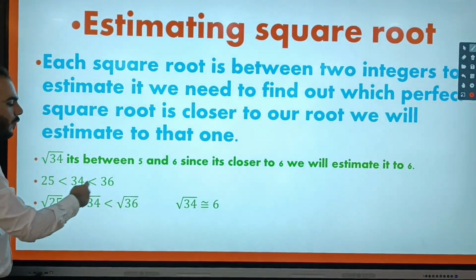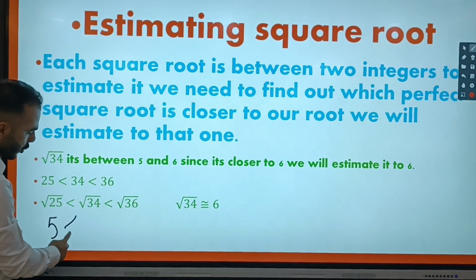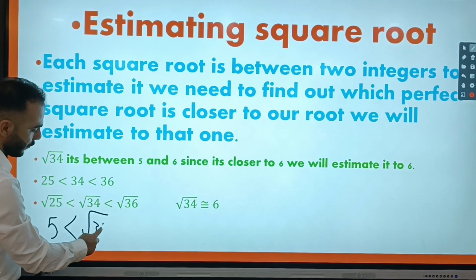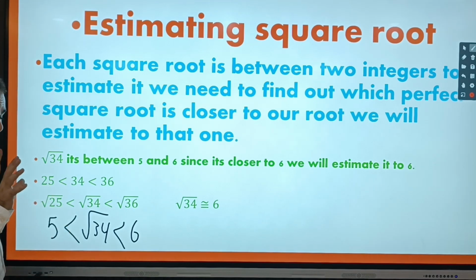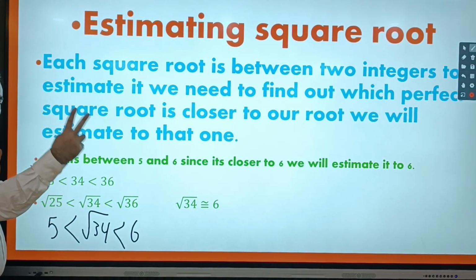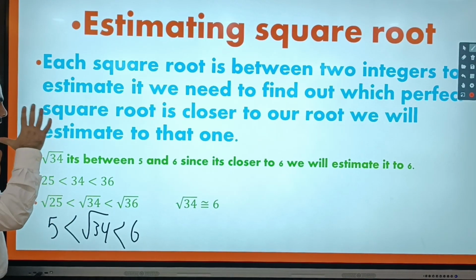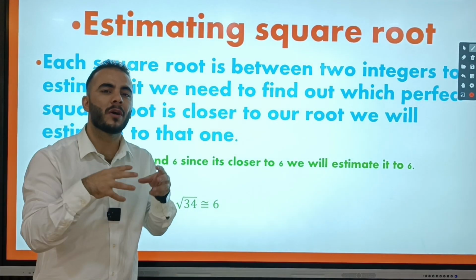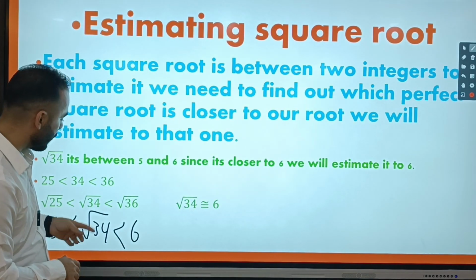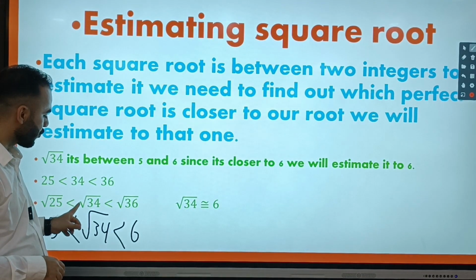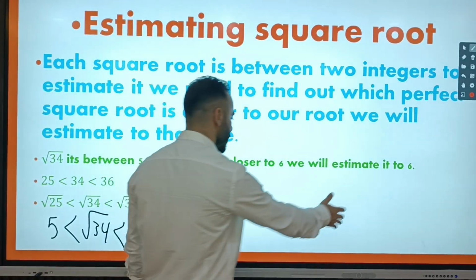Okay, take the square root for all these three numbers. Square root of 25 is equal to 5. Square root of 34, we don't know it, so we are going to estimate it to the nearest square root. And square root of 36 is 6. The distance from 36 to 34 is just two, but the distance from 25 to 34 is 9 units. So which one is shorter, which one is smaller? We are going to estimate it to that one. Since it's smaller, square root of 34 is going to be estimated to 6.